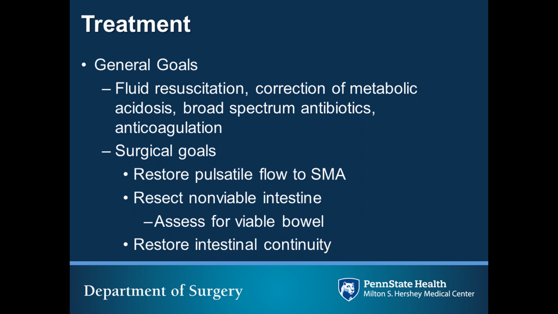Next, we will discuss treatment for acute mesenteric ischemia. First, the general goals include fluid resuscitation of the patient, correction of metabolic acidosis, initiation of broad-spectrum antibiotics, and anticoagulation when indicated. The surgical goals then are to restore pulsatile blood flow to the superior mesenteric artery, to resect non-viable intestine, and to eventually restore intestinal continuity.